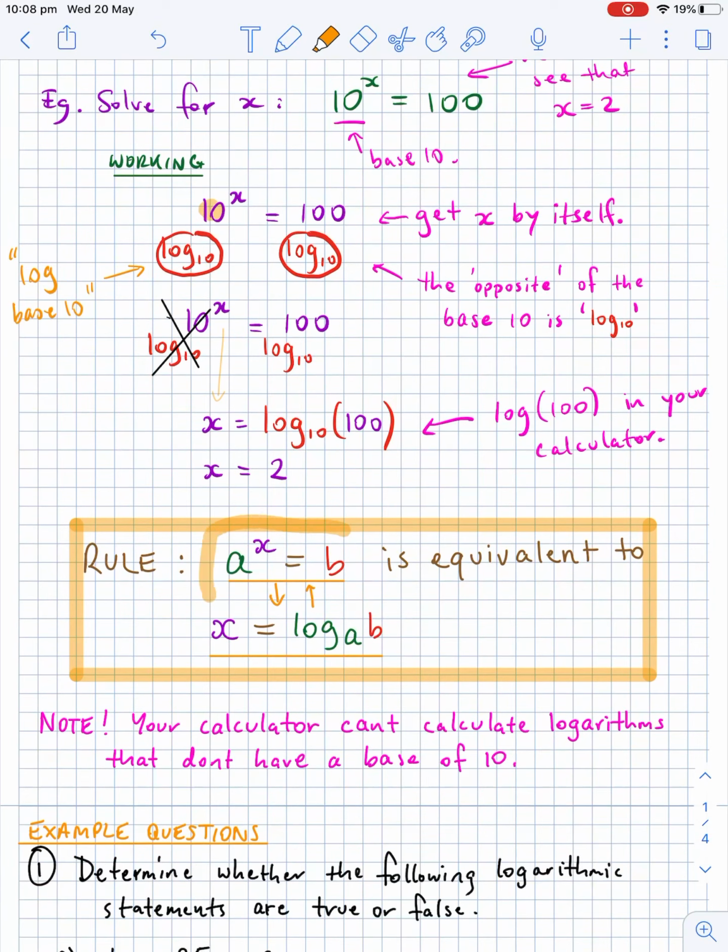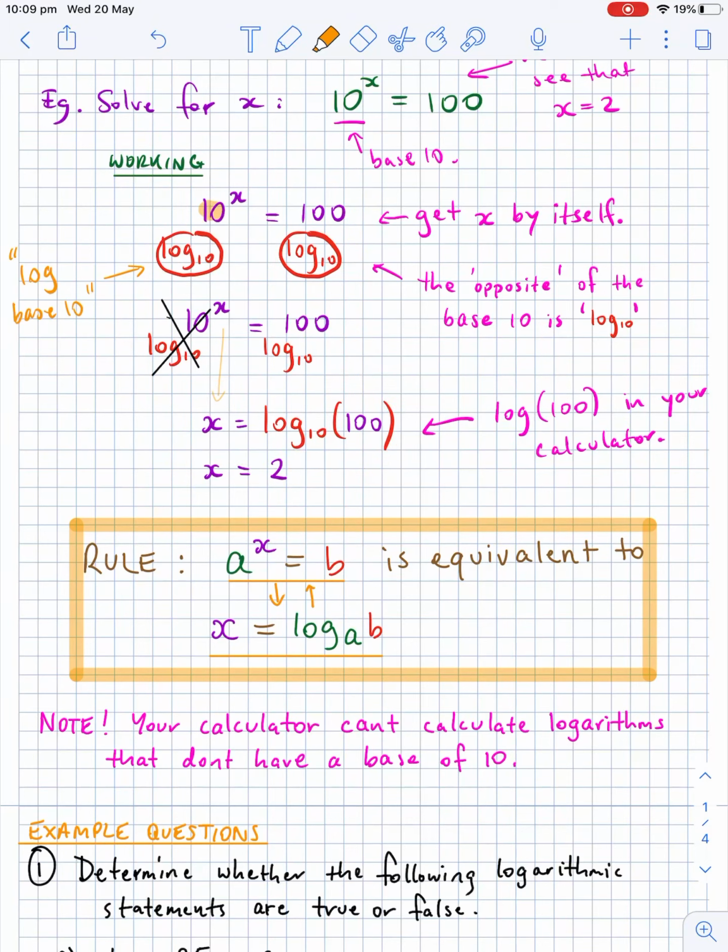When you are given this sort of equation, where you've got an x as your power and you're trying to solve for this x, and you've got some base a and it's equal to some number b, that is equivalent to this. We can change this equation to look like this. They're pretty much the same thing. What we saw before was that this equation right here is equivalent to this. We need to be able to quickly go from that to that.